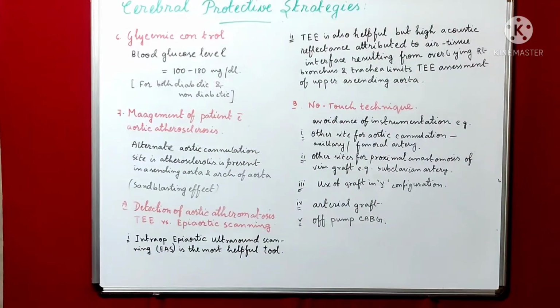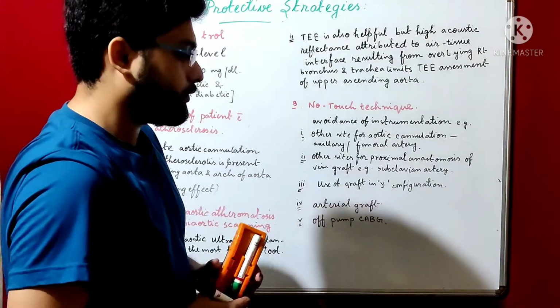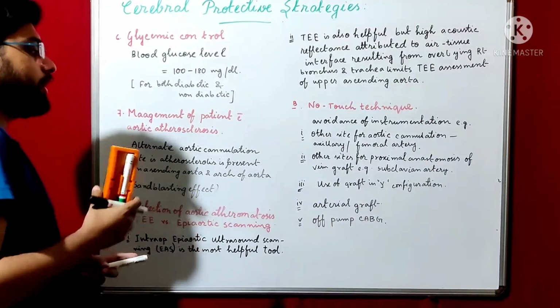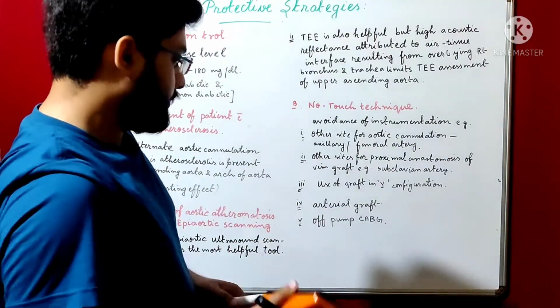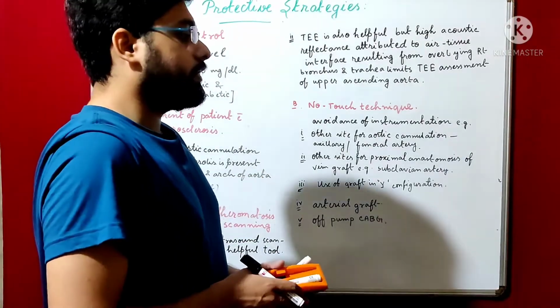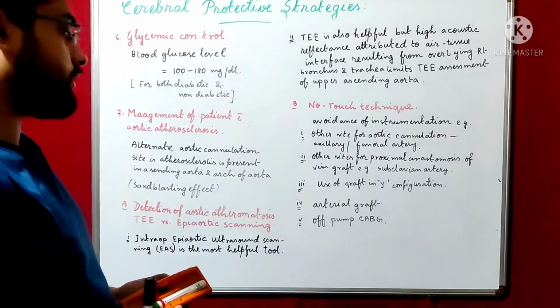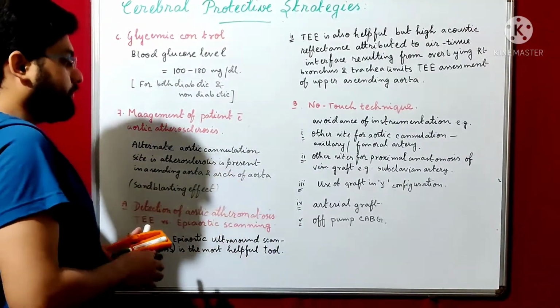Next, we can use arterial graft, most commonly LIMA graft, LIMA to LAD, the most commonly used arterial graft, and off pump CABG. If possible, then we don't need any cannulation or cross clamping. So off pump CABG if possible.